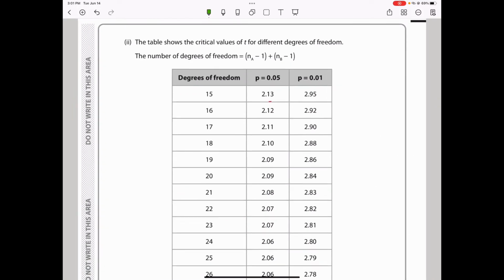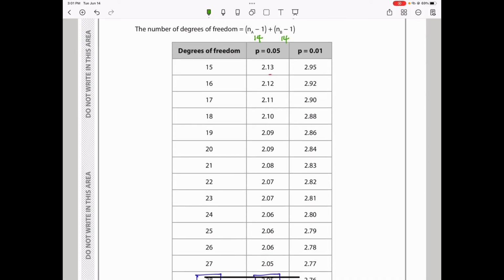So here they have given us the table of results, basically. They say the table shows the critical values of t for different degrees of freedom. Now, the degree of freedom is found by getting n minus 1. So it's going to be 15 minus 1, giving us 14, and the other side 15 minus 1, giving us 14. It means the degree of freedom is going to be 28.